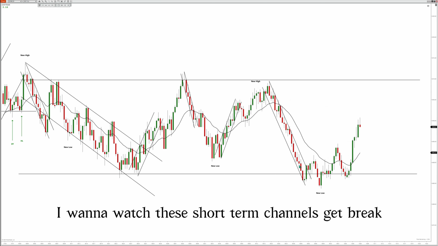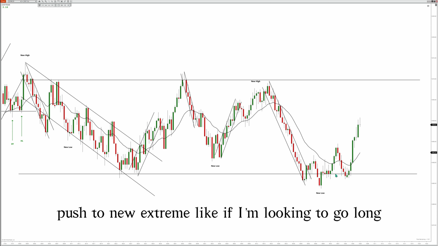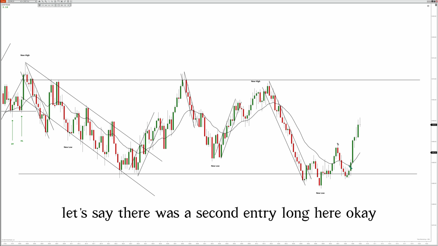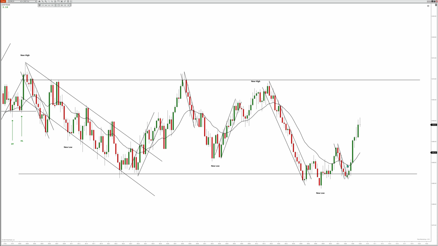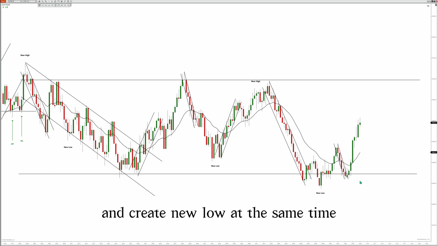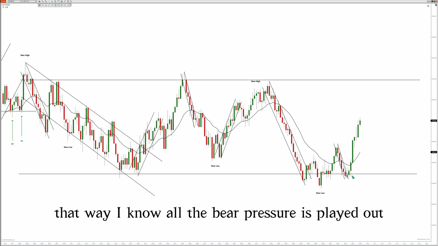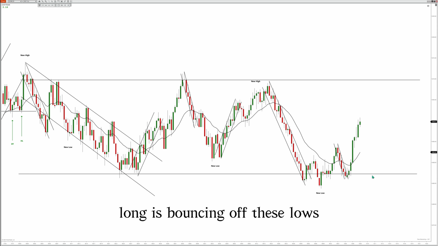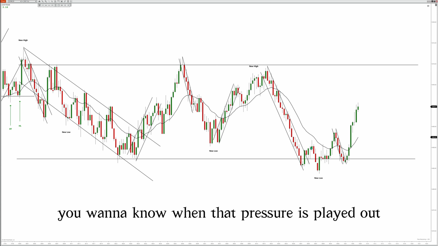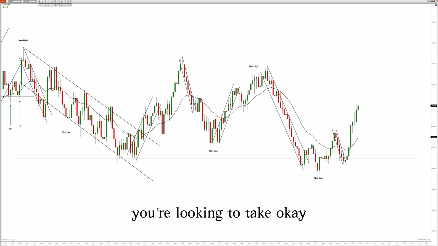But at the same time, I want to watch these short-term channels, get a break, push to a new extreme. Like if I'm looking to go long, I want to see the downtrend play out, right? Let's say there's a second entry long here at the EMA. We have a new high, first entry long, second entry long. What I want to see is this downtrend break and create a new low at the same time that the second entry long forms. That way I know all the bear pressure is played out, and then the second entry long is bouncing off these lows. That's when I look to enter the trade, right? That's why we draw these short-term channels. You want to know when that pressure is played out to the opposing side of the trade you're looking to take, okay? That's very, very important.